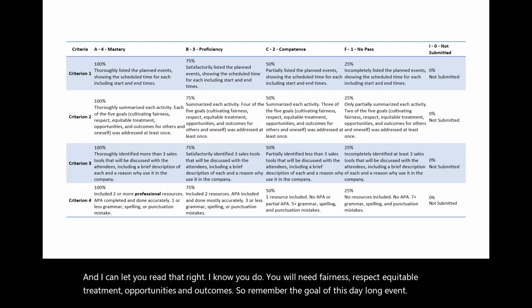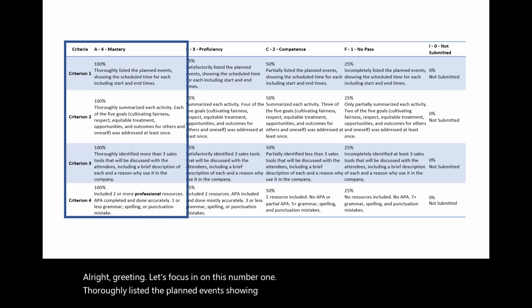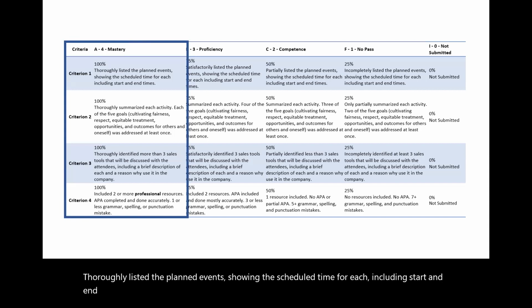Grading rubric. Let's focus in on this. Number 1, thoroughly listed the planned events, showing the scheduled time for each, including start and end times. I recommend using a table for that, an APA formatting table, and I'll say more about that in a minute. Let's go down to item number 2.